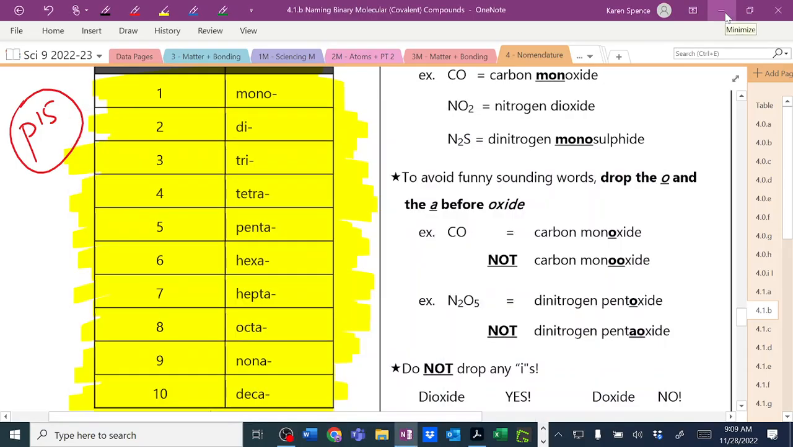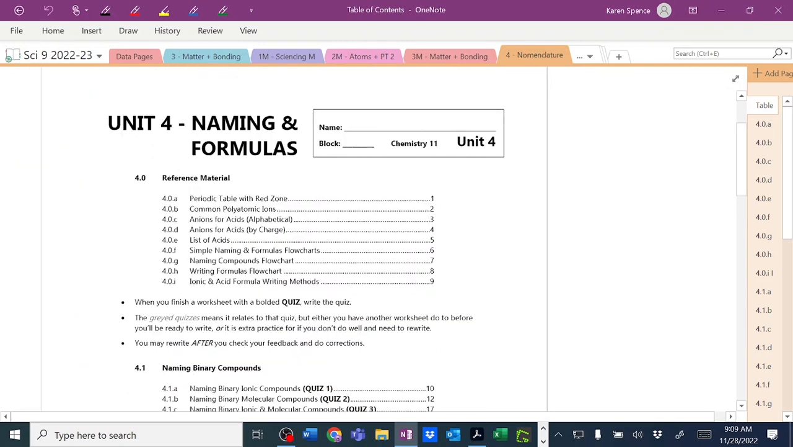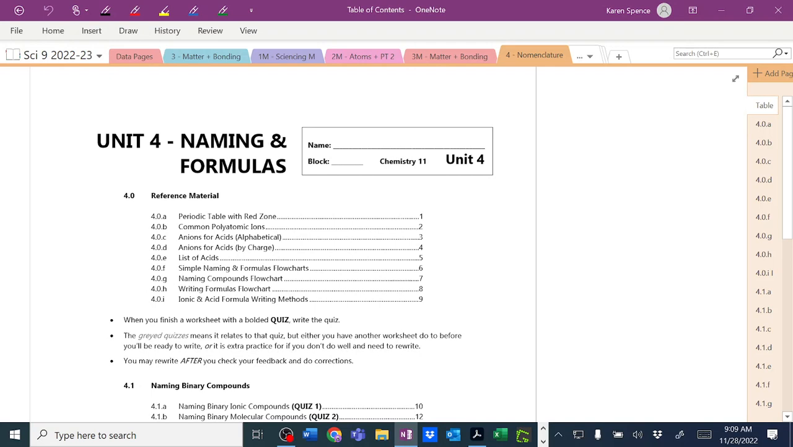I would like to take a moment to explain to you how this unit works. It's a little bit different than other units, okay?